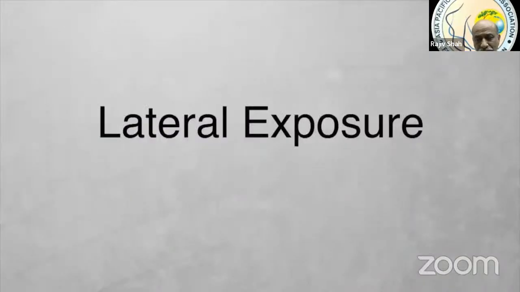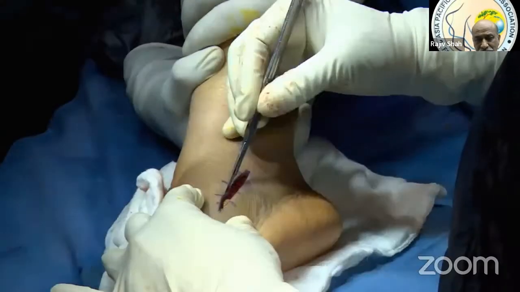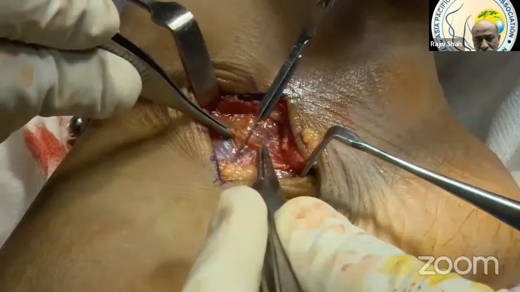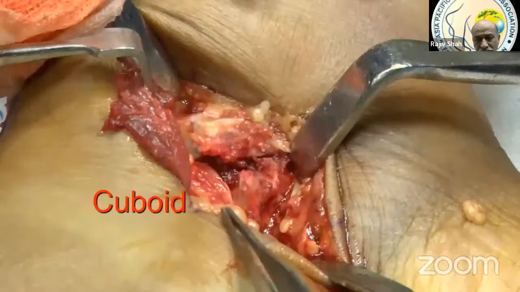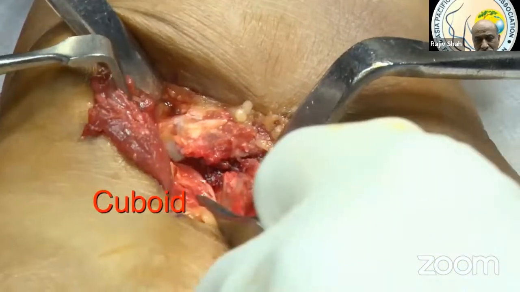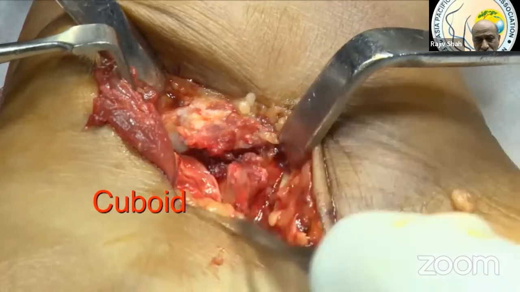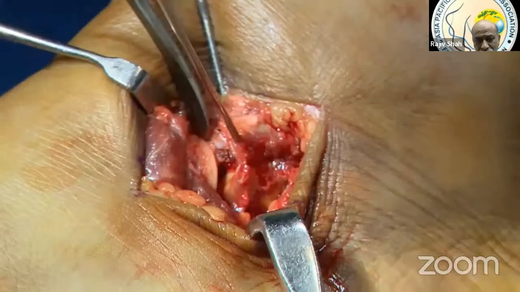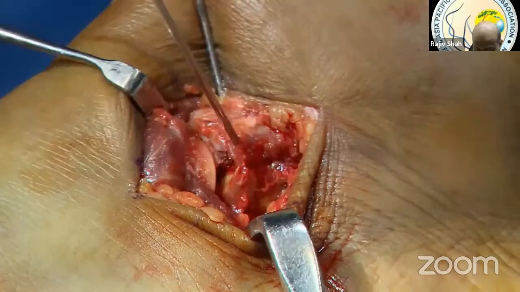Lateral exposure is done with a distal sinus tarsi approach. The extensor digitorum brevis is exposed. This is the cuboid. And that's the anterior process of the calcaneus, that's the fracture. And a temporarily stabilizing K-wire into the anterior process is seen here.